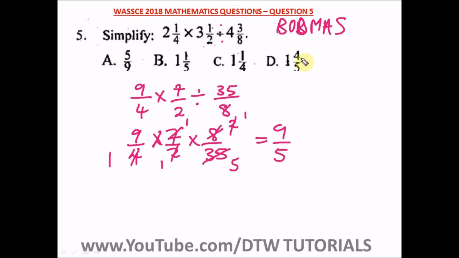Our answers are in mixed numbers, so let's convert this to a mixed number. How many times would 5 go in 9? It will go 1 time, remainder 4 over 5. So this is our answer, and our right option here is option D.